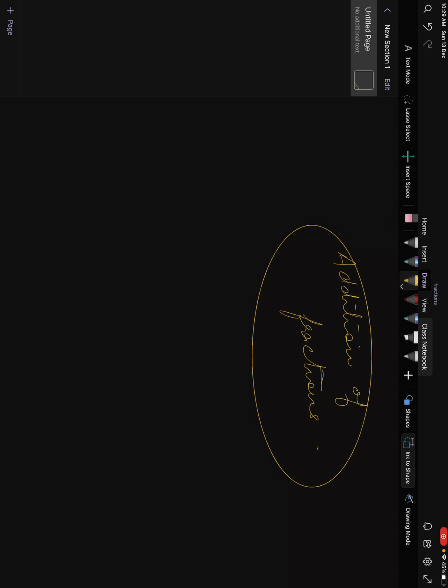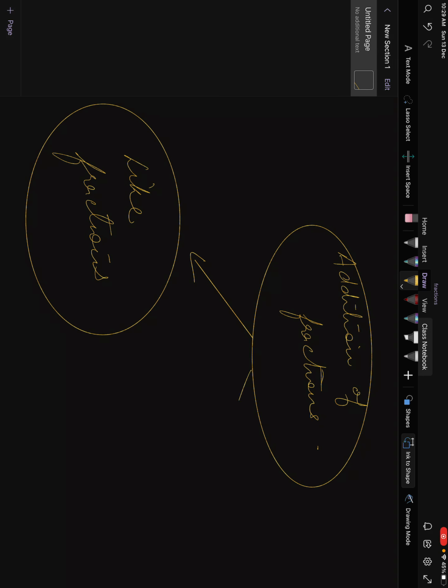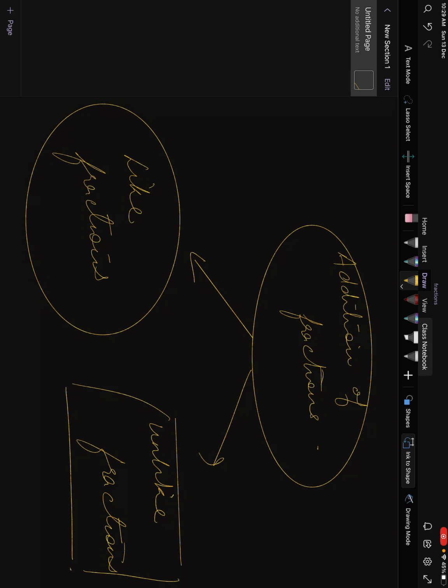Dear students, our today's topic is addition of fractions. For this, children, you will first have to identify whether your given fractions are like fractions or unlike fractions. Hope you do remember what are the like fractions and what are the unlike fractions.